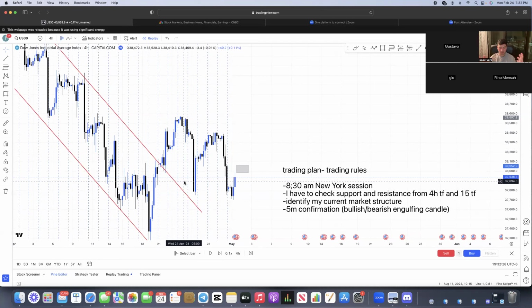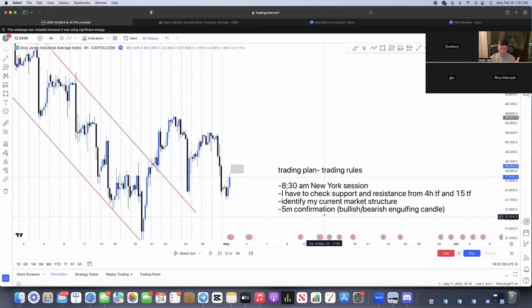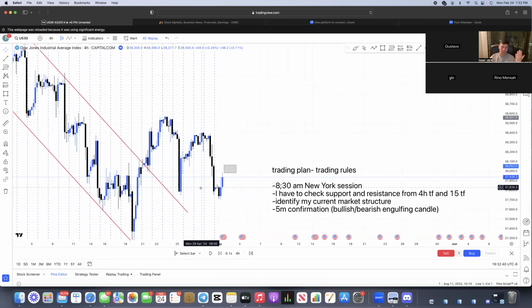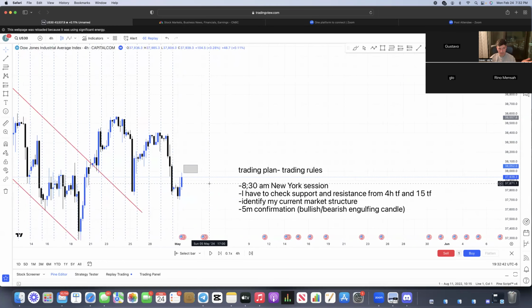We might shift the structure to the upside. So I would take buys. That would be one confirmation to see my current market structure. Now I'm changing from bearish. It might want to change to bullish. So let's see how it goes.